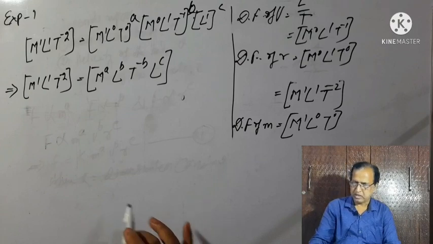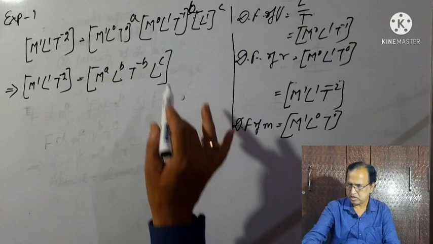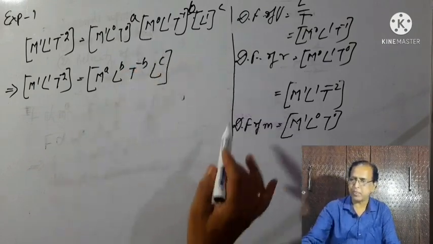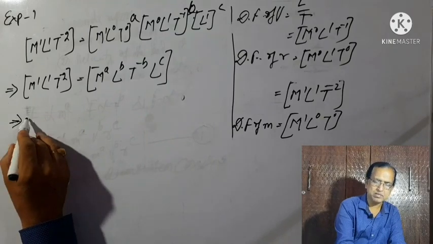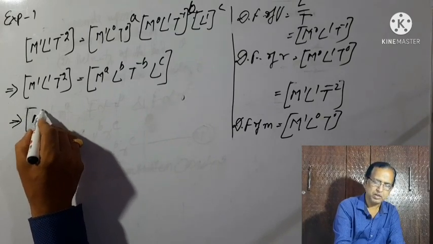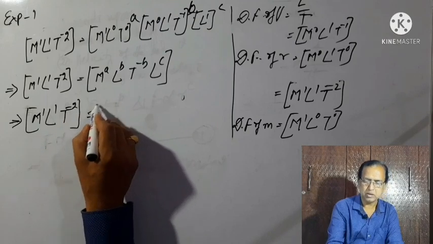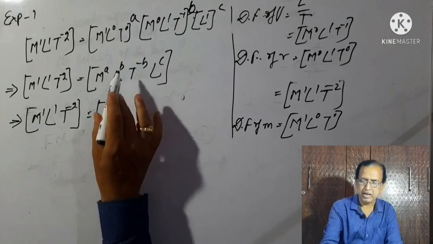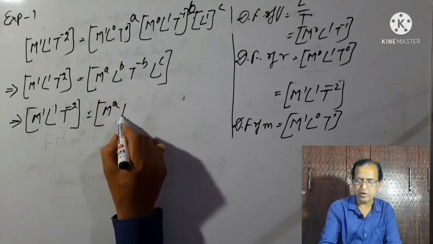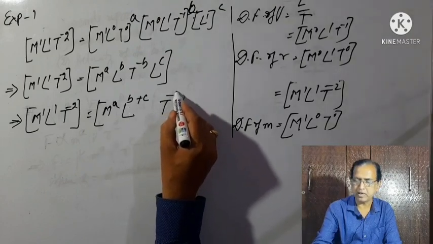Here the terms are force, mass, velocity and radius. So this implies M1 L1 T minus 2 equals M to the power a, L to the power b plus c, T to the power minus b.